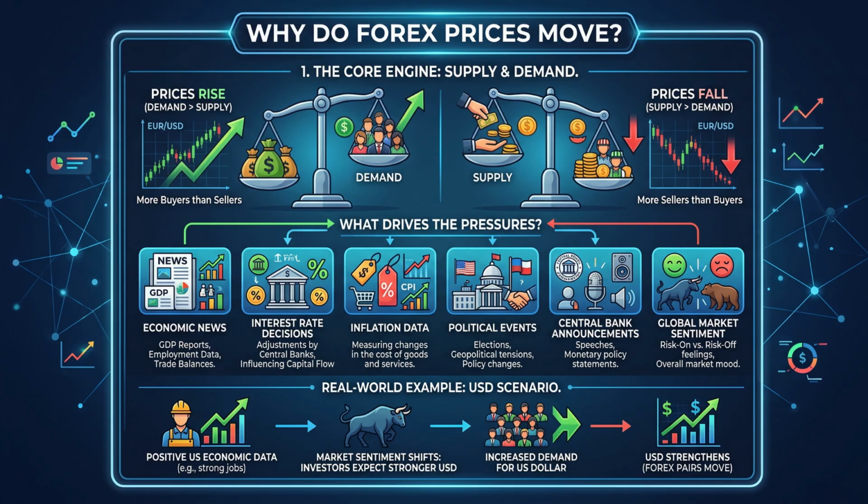For example, if the US economy is doing very well and investors expect the dollar to become stronger, demand for the US dollar may rise. That can cause certain Forex pairs to move. This is why Forex traders often pay attention to economic calendars, major news events, and market sentiment.